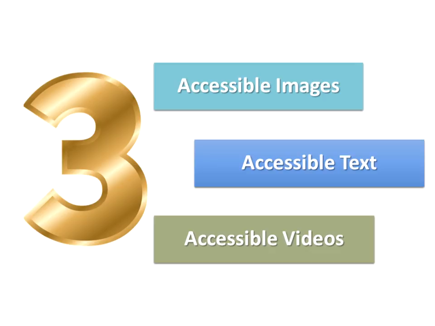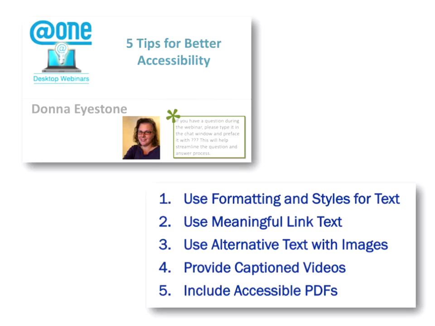So today we're focusing on three major areas: accessible images, accessible text, and accessible videos. Some of the things that we talk about today, you will discover that you're already doing, and some might be new ways to make your materials more accessible that you hadn't really thought of. We're basing these on @ONE's 5 tips for better accessibility. Donna Eystone is one of our systems experts in accessibility. She also works with the Online Education Initiative, and she boiled it down to these top 5 tips, and I've distilled that even further down into 3 for us today, since we only have an hour.